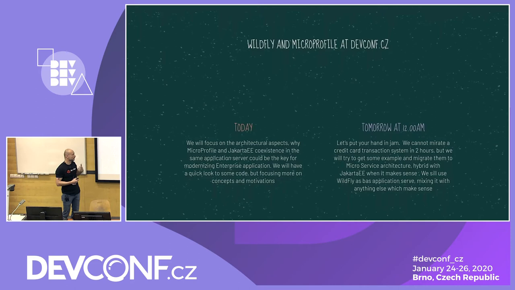Because, you know, JakartaEE is the standard monolith architecture, and MicroProfile could bring you microservice architecture, but it is not always all or nothing. There is something in the middle, and we need to migrate our system.